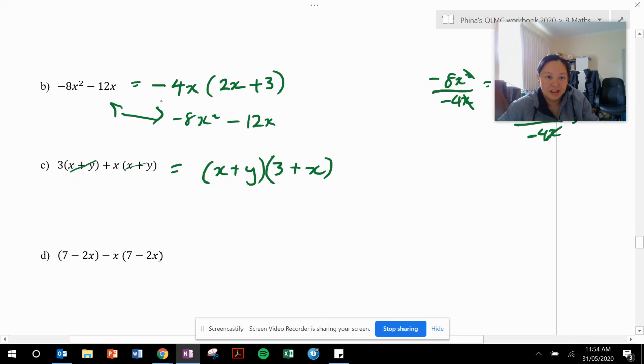So you can see that, yeah, it's pretty similar, except the bracket's the first one. Next one and last one, this one we've got 7 minus 2x is our first one, and then minus x bracket 7 minus 2x. So the 7 minus 2x is in common.